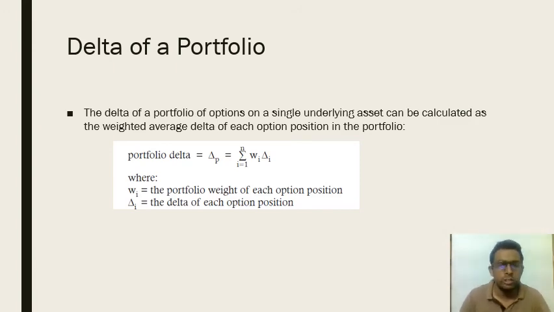Delta of a portfolio is given by nothing but the weighted portfolio value times the delta of each option position. Suppose there are two stocks X and Y, with weights 0.6 and 0.4. Then it will be 0.6 times delta of X plus 0.4 times delta of Y. That is the total portfolio delta. Pretty straightforward calculation here. So that's all about delta of a portfolio.